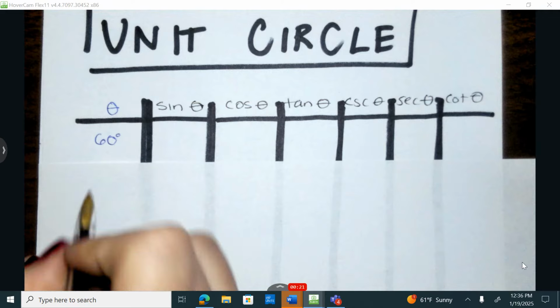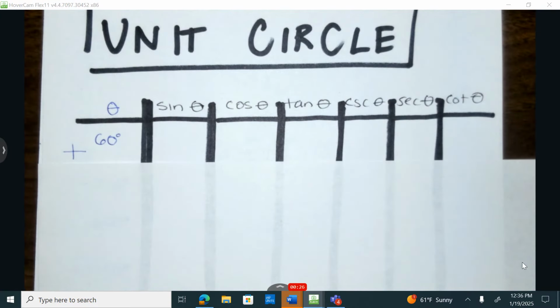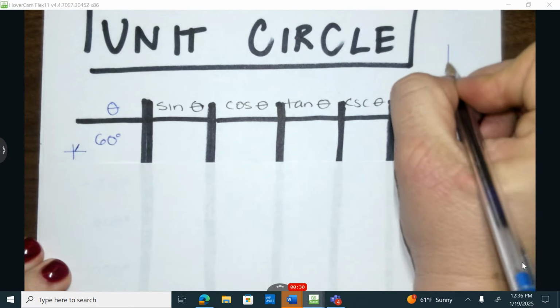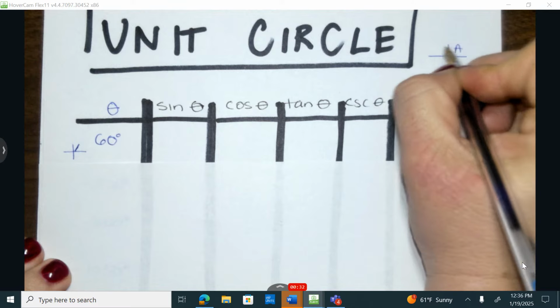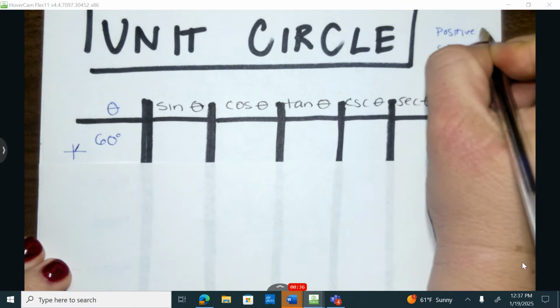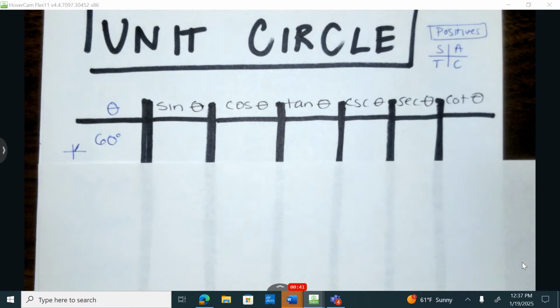So where do we find 60 degrees? The first thing I would tell you to do is to have an idea of where it lands. So 60 degrees is going to land right about here. We also have to remember our acronym, All-Star Trig Class. This tells us where we can find the positives and negatives for our trig functions, both primary and secondary. Primary being sine, cosine, tangent, and then the reciprocals, the secondary, being cosecant, secant, and cotangent.